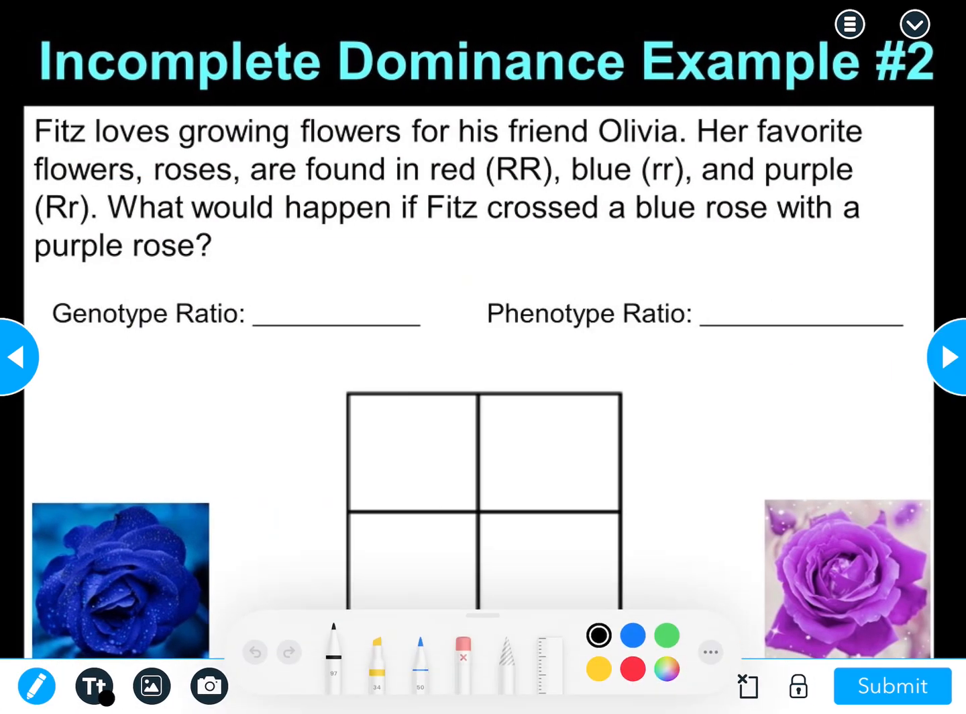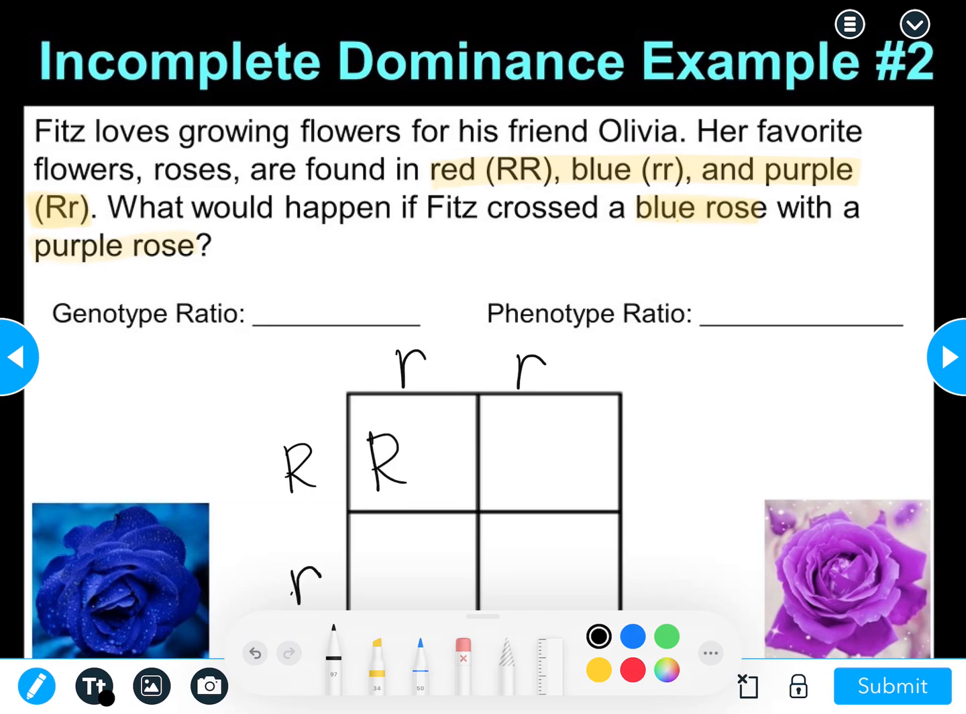Let's try another one. Fitz loves growing flowers for his friend Olivia. Her favorite flowers, roses, are found in red, blue, and purple. So here's where I can look to see my genotypes, and I'm always going to do that. What would happen if Fitz crossed a blue rose with a purple rose? So in this situation, we have a blue rose, which is little r, crossed with a purple rose, which is heterozygous. And every time we think incomplete dominance, we're going to think mixing paint.